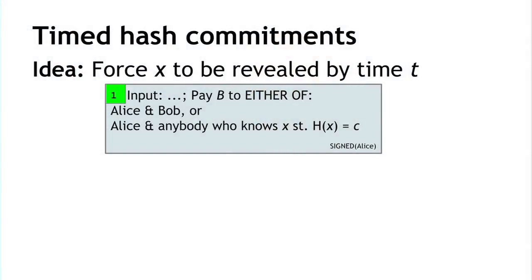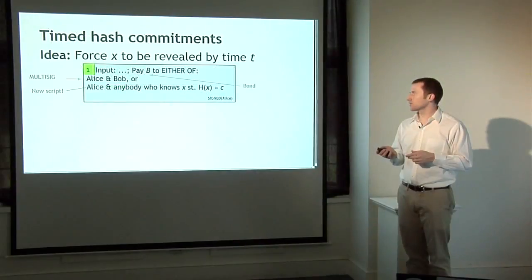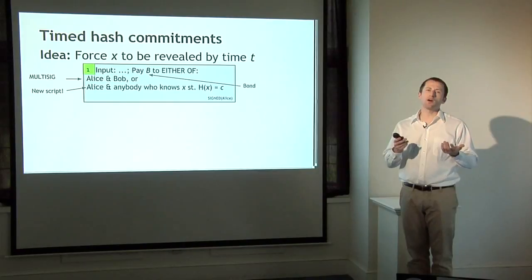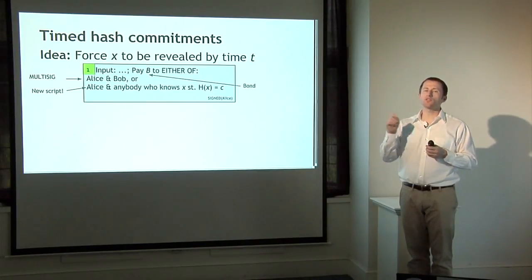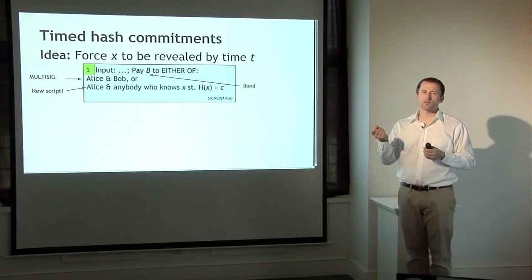So how can we do this? And again, the idea is we want to force the party who's chosen this random number and committed to it to reveal what the random number was, to open their commitment before time t. So let's say that Alice is trying to enter into a timed hash commitment with Bob. So Alice is going to put up a bond, and she's going to have a transaction that will pay the bond in 2 cases. So if Alice and Bob both sign, that's enough to claim the bond.